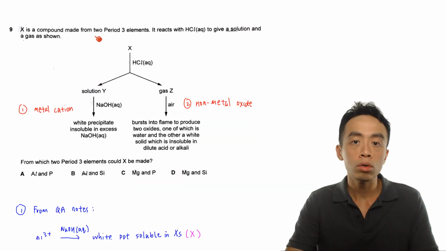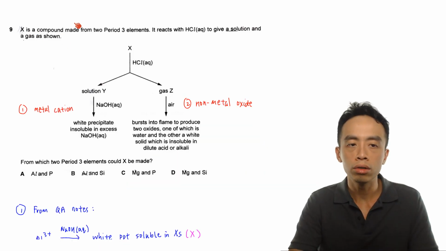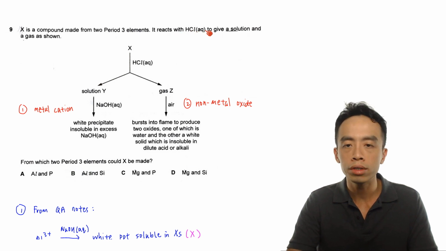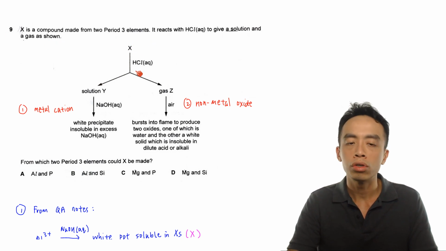Now in this video, we want to run through the suggested solution for 2019 A-Levels H2 Chemistry, Paper 1, Question 9. Alright, Question 9 goes something like this. X is a compound made from two period 3 elements. It reacts with HCl aqueous to give a solution and a gas. So I have an unknown X with HCl aqueous.